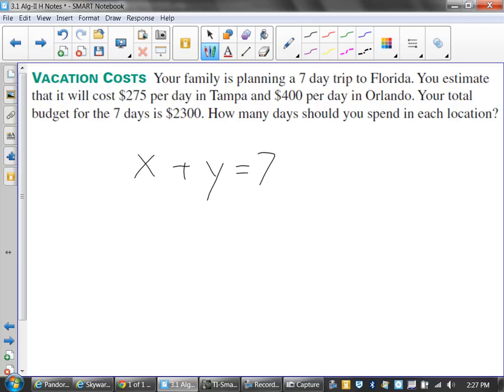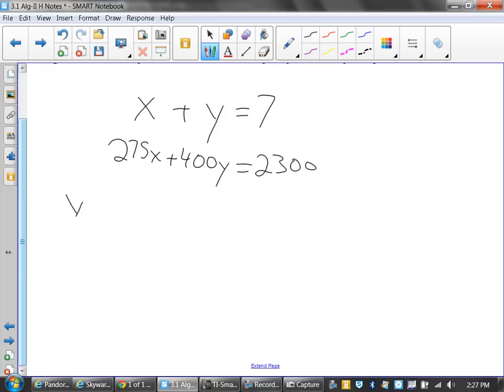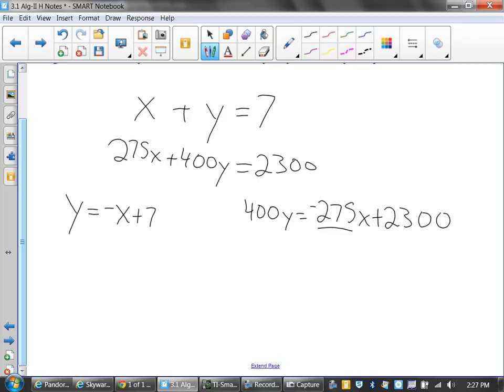So the next part, it's got to equal up to $2,300. Same idea. It's $275 a day in Tampa plus $400 in Orlando. And then you wind up with a system of equations again. Yes, sir? Oh, so you have to use both. Right. So what happens is you get the 2 equations, and all I'm doing is solving for y.